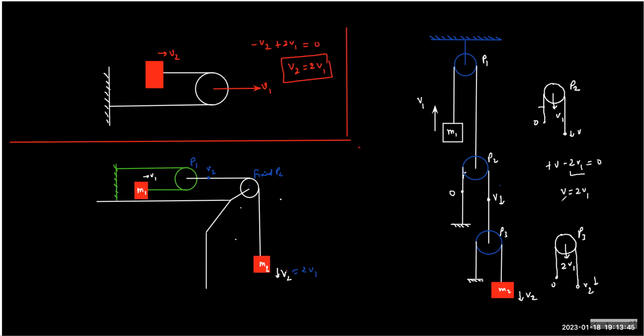So it's very easy. If you know that V1 goes up with M1, then P2 goes down with 2V1, and P3 with double of that, 4V1. Okay, I think I have taken one extra. So this is V1, this is 2V1, this is 4V1. So V2 will be equal to 4V1. That's it. It is clear? Okay, later on I'll give you some other technique also.